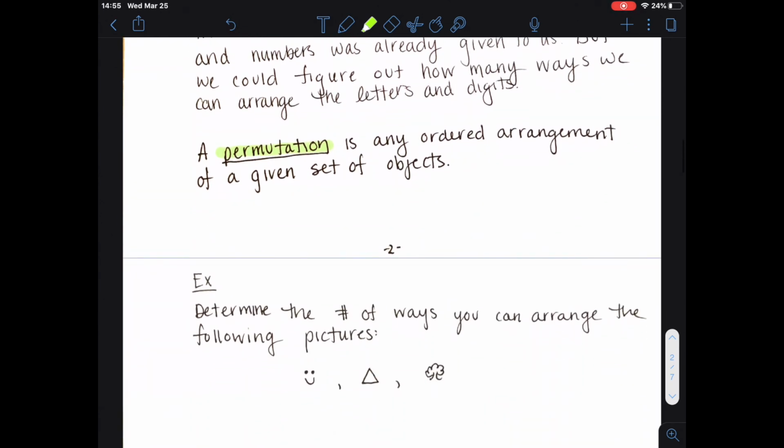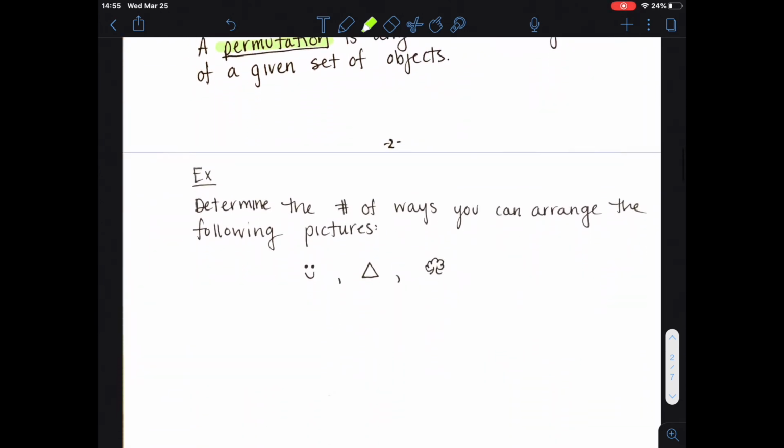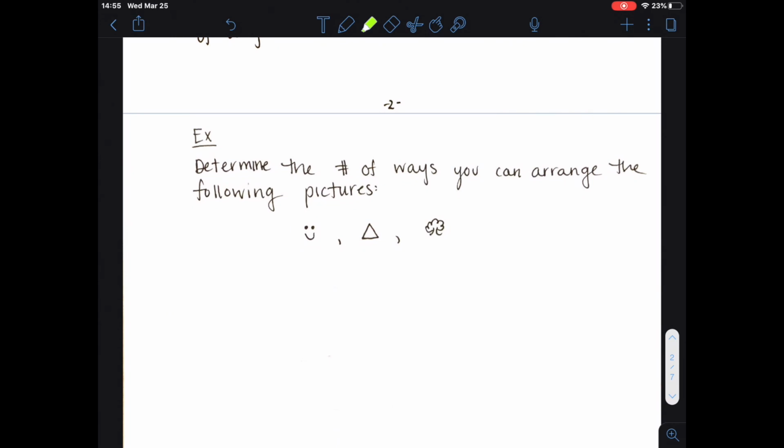So let's try an example. We're going to determine the number of ways you can arrange the following 3 pictures. So the order of the pictures matters. So we've got a smiley face, a triangle, and a little tree.